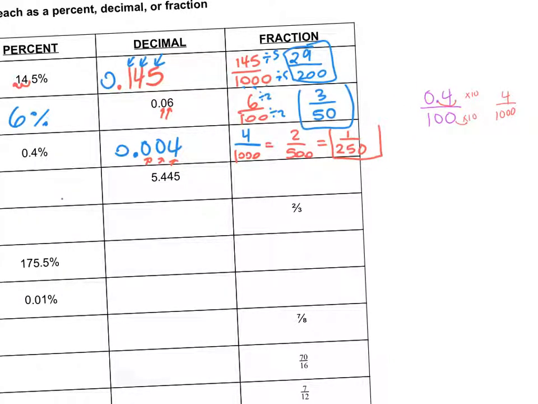You can go straight from a percent into a fraction, as long as you write it over 100, and then you move the decimal place the same number of spaces to the numerator as you do to the denominator to get rid of the point.